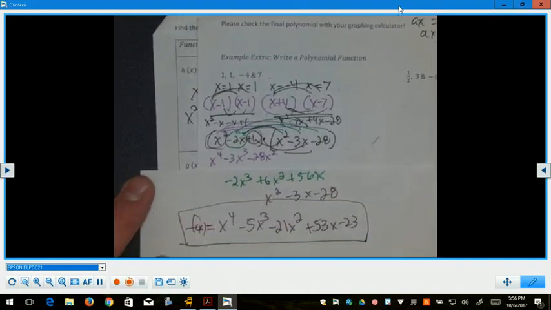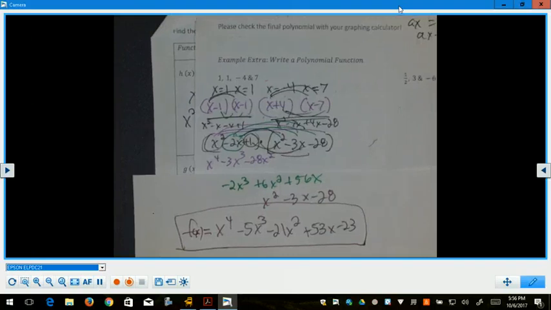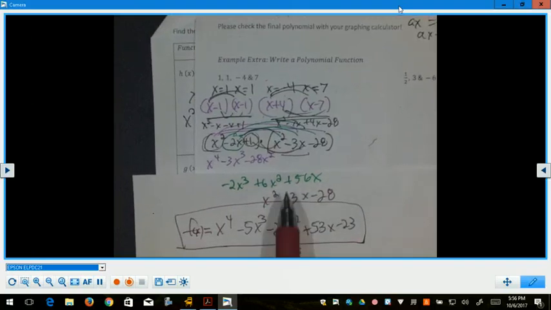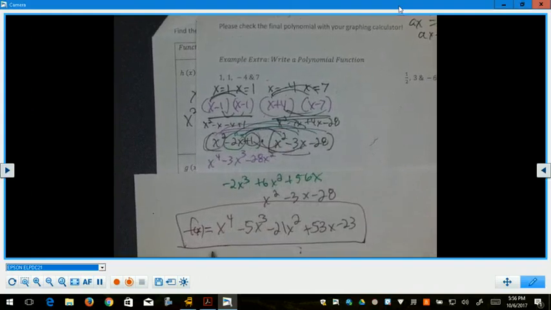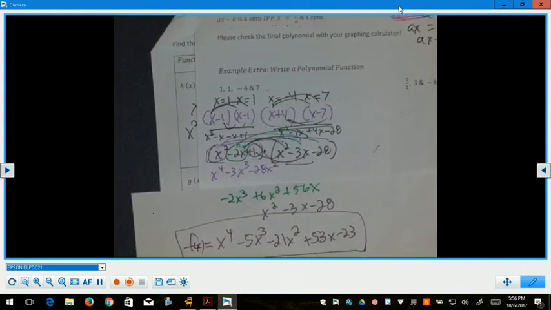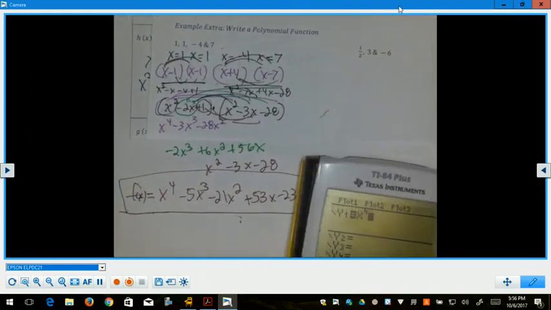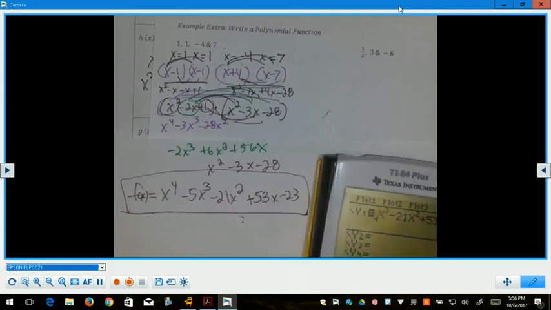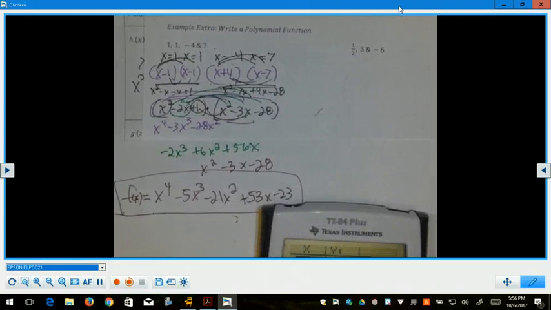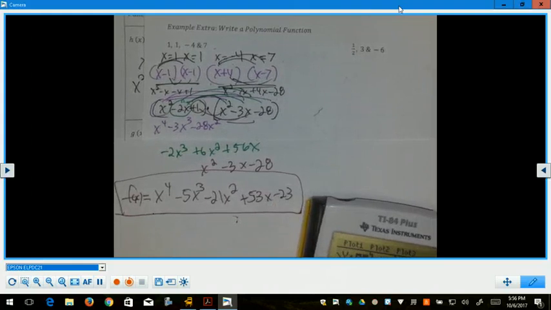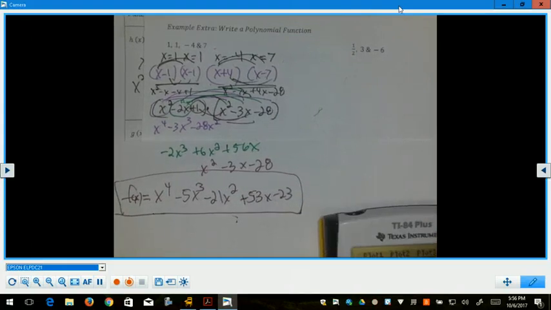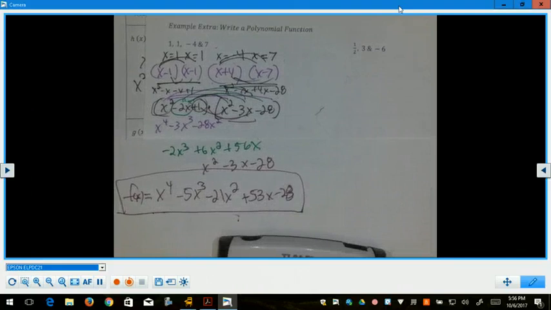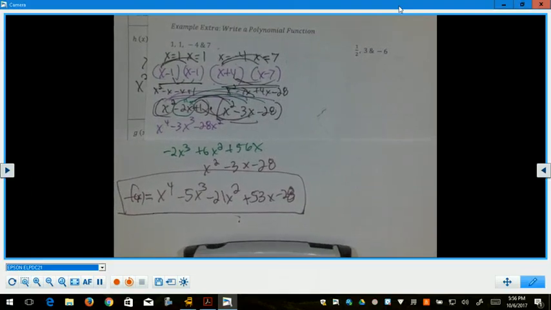Maybe it has a multiplier on it of a number. I'm not sure. But I know that this is one of the polynomial functions that would have these as the zeros. I can even put this in my graphing calculator to check my answers. So I can do x to the fourth minus 5x cubed minus 21x squared plus 53x minus 23. When I go to my table, if I plug in 1, that's a problem. Hold on, not minus 23, minus 28. I wrote it wrong. So this should be minus 28.